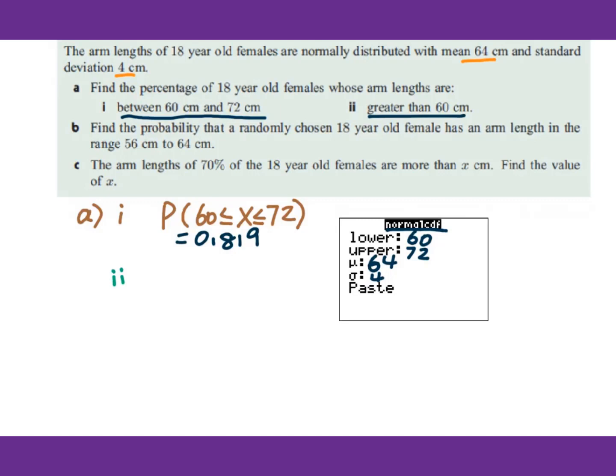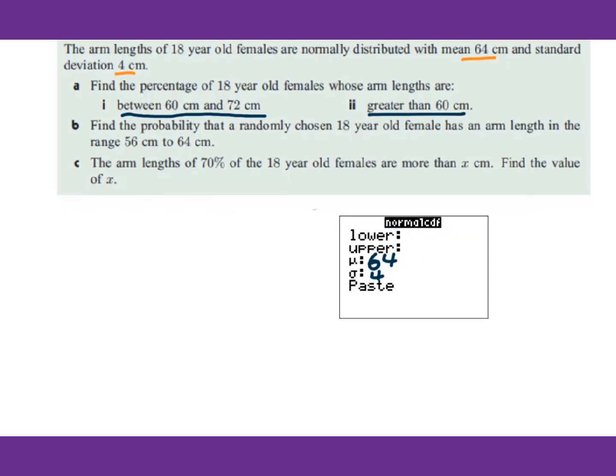For the second, we're looking for the probability X is greater than 60. Lower is still 60, but upper will be 1E99. You will get 0.841.